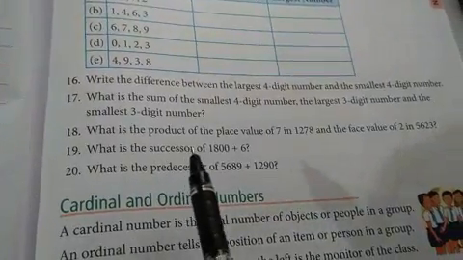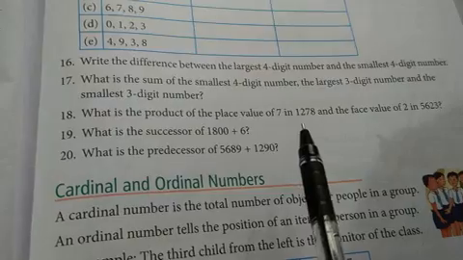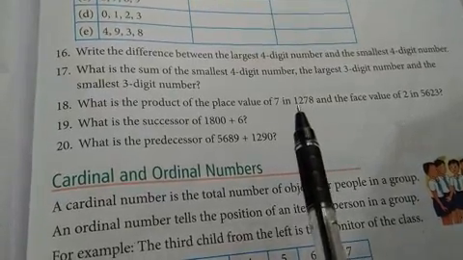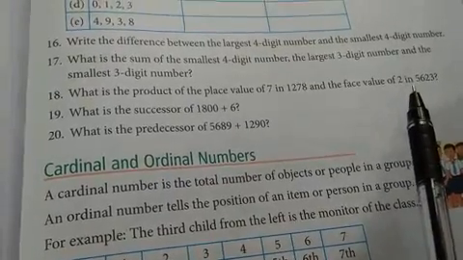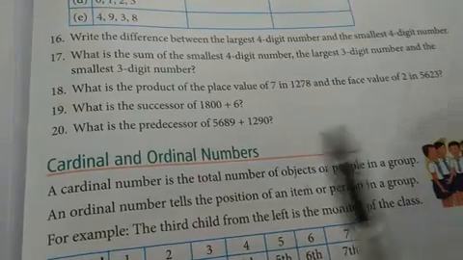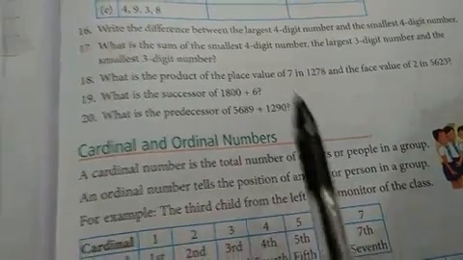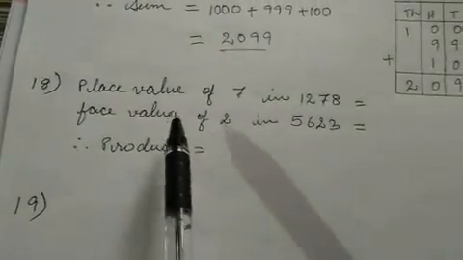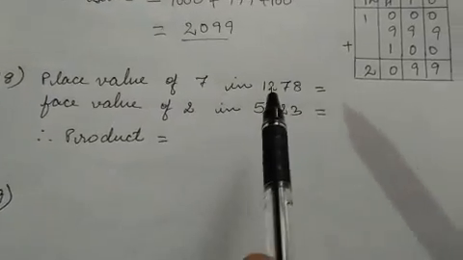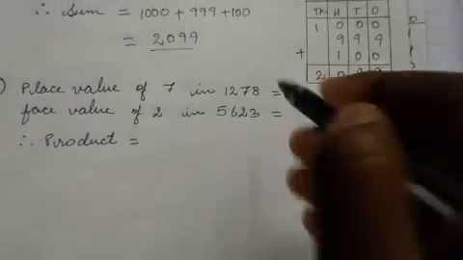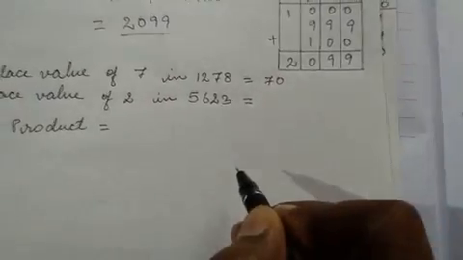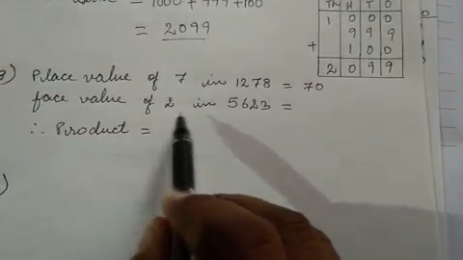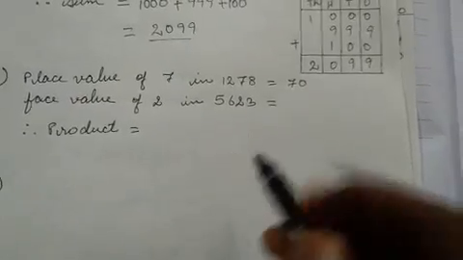Now question number 18 here: what is the product of the place value of 7 in 1278 and the face value of 2 in 5623? This is also very easy, you just have to be careful. The place value of 7 in 1278: 7 is in the tens place, so 70, 7 tens. The face value of 2 anywhere will be 2 only.